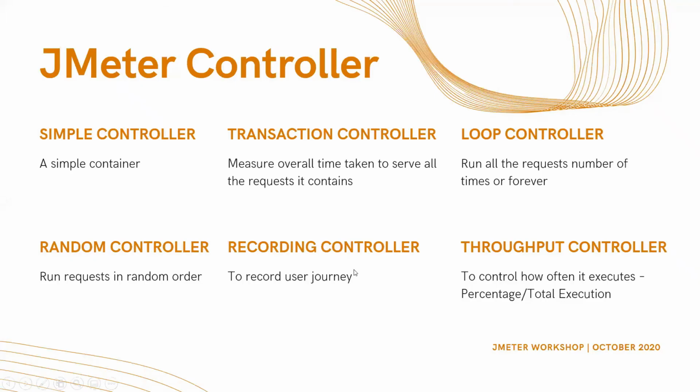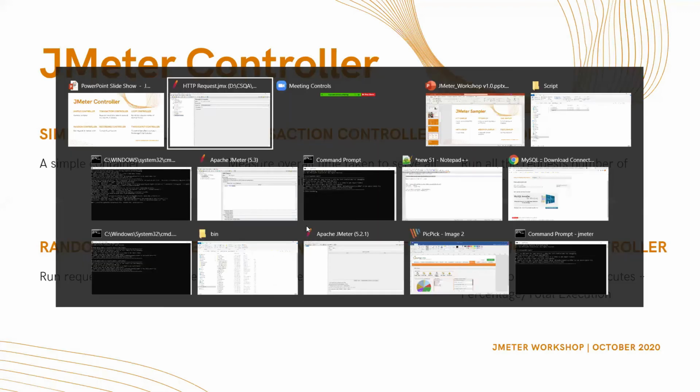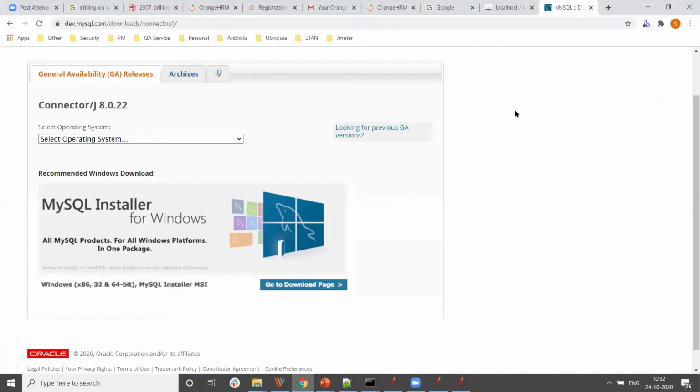And the last but not least is the recording controller. This is to record your script. So we have learned how to create our first project and what the different components are, which is a test plan. Inside that there would be a thread group. There can be one or multiple thread groups. And inside the thread group, we can have a request. Now we cannot add all the requests manually, as we have seen over here.